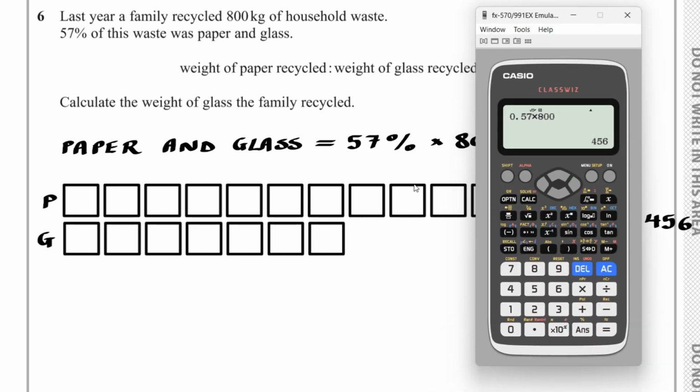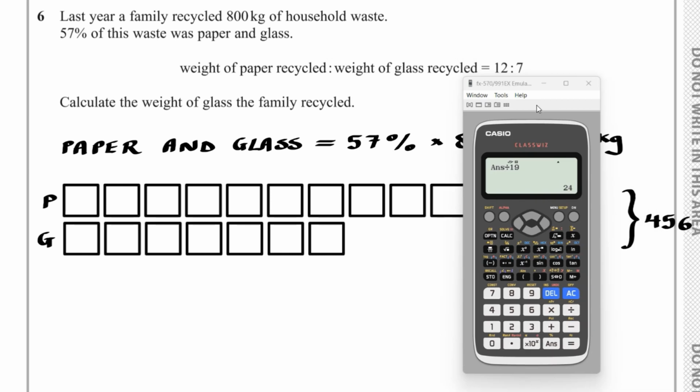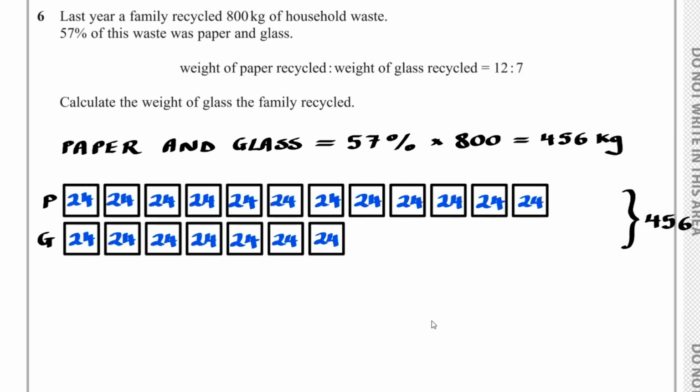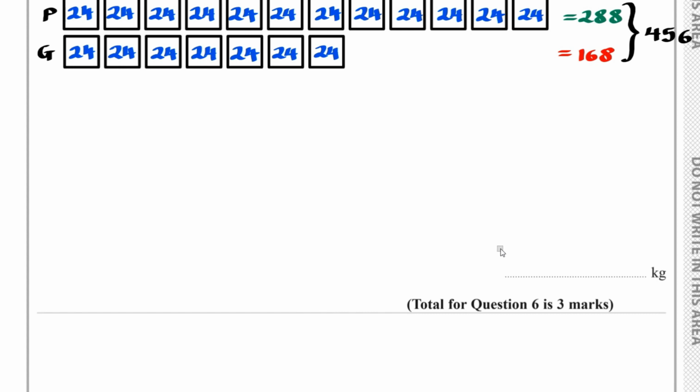So I've got the 12 plus the 7, which is 19 parts. So if I divide this value by 19, I get 24, which means each part is worth 24, as we see in blue. So the total for P is 288, and the total for G is 168. So we have 168 grams.